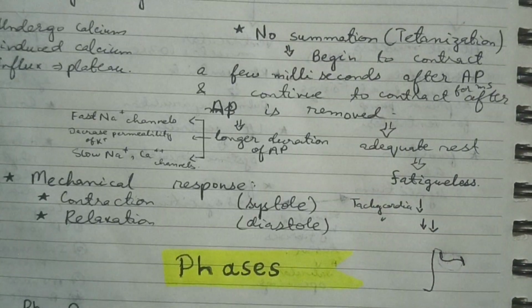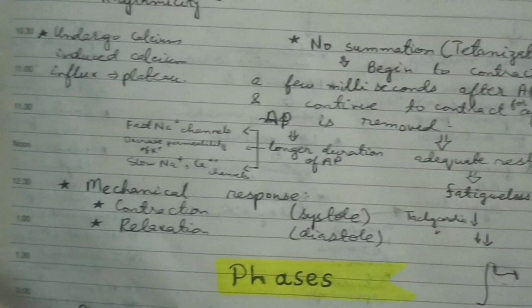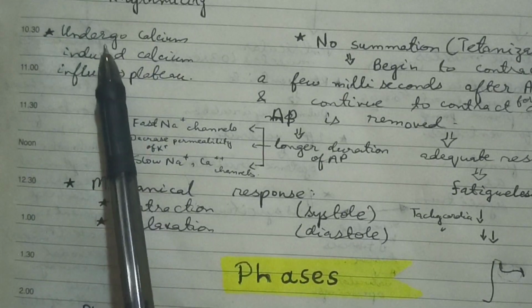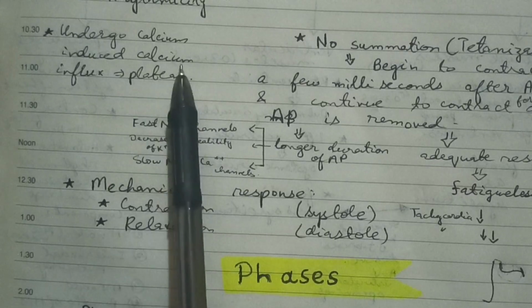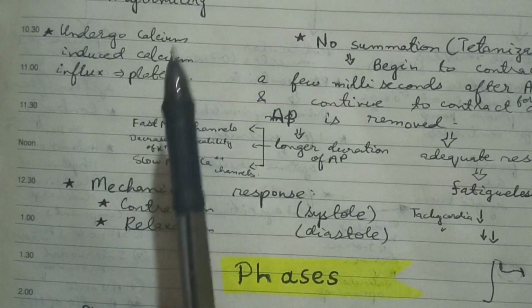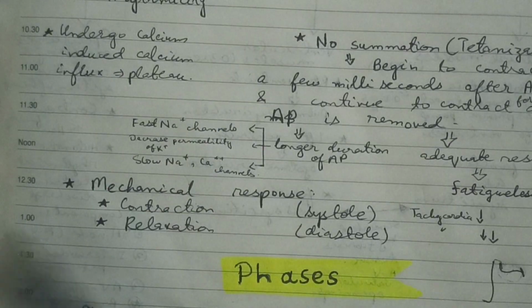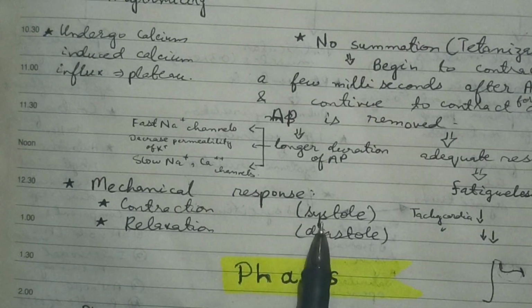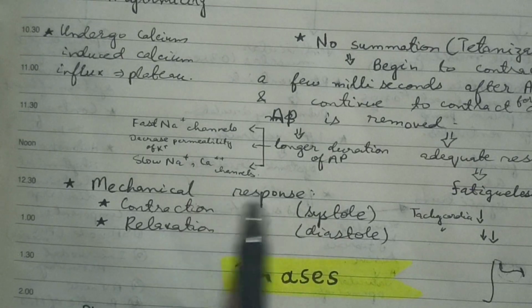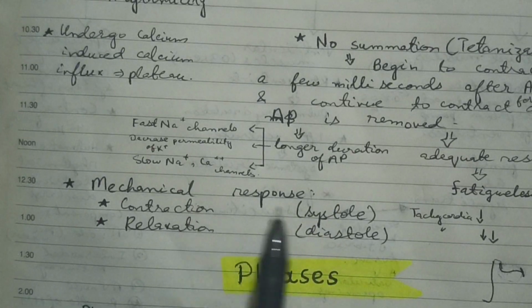Furthermore, we have also discussed that there will be calcium induced calcium influx, which will result in the plateau phase, and it is also not present in skeletal muscles. And the cardiac muscles respond in two mechanical ways. One is the contraction and the other one is the relaxation. The contraction period is known as systole, while the relaxation period is known as diastole.